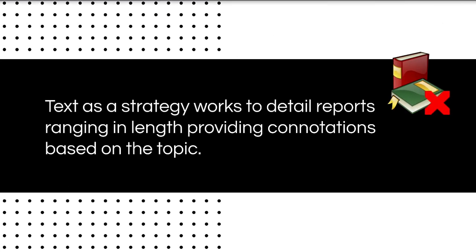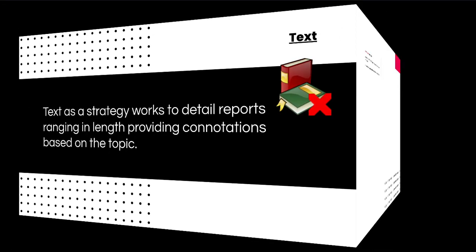Text as a rhetorical strategy works to detail reports ranging in length, providing connotations based on the topic. Topics that require longer paragraphs are left for the middle, while things like the beginning or end of a topic are usually much shorter and more summarized. Things like font and difficulty to read are all things that affect the strategy.